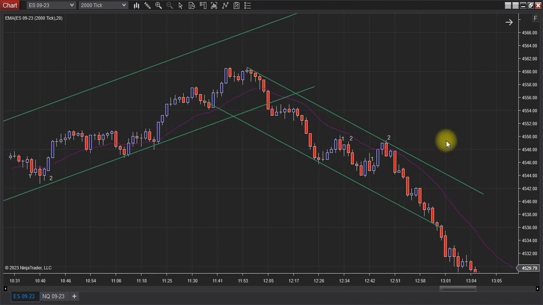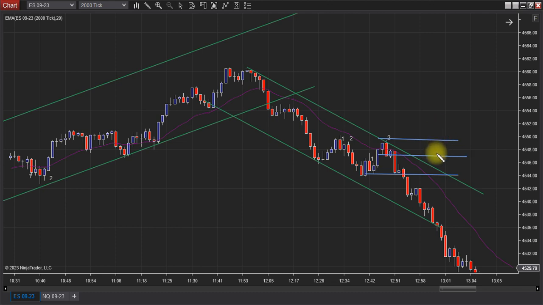Now if we look to take this entry, let's think about some things. Where is our stop loss? Our stop loss is one tick above the high. Where is our take profit? Our minimum take profit is going to be the low here. And where is our position? Well, if we enter on a stop market order, it's going to be here, this middle line.